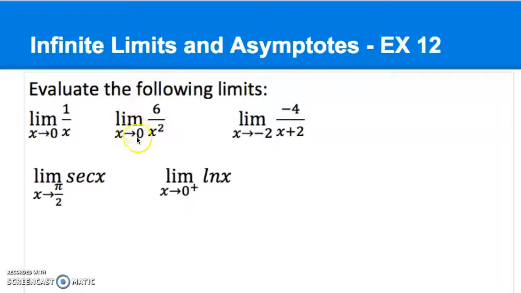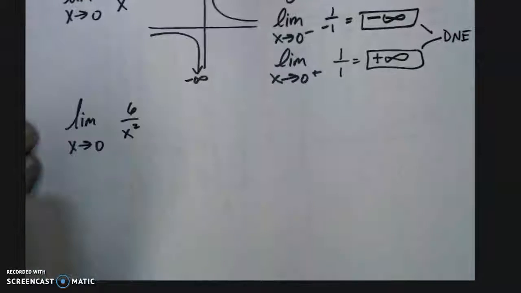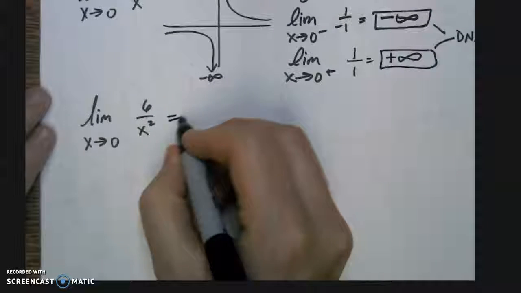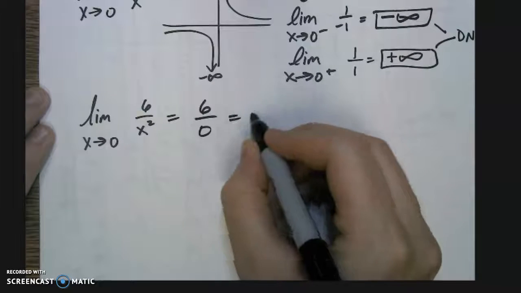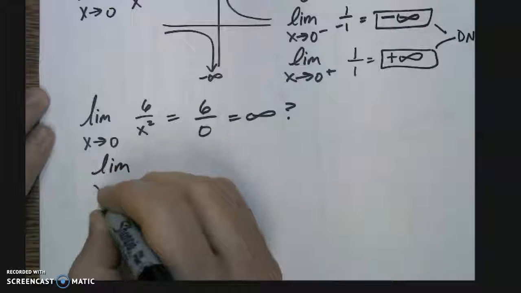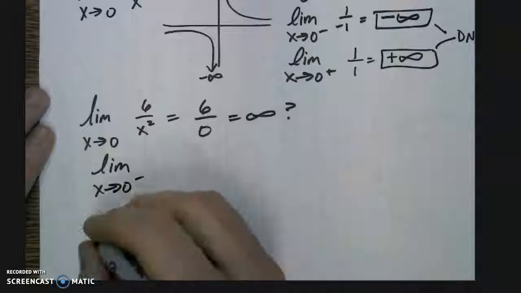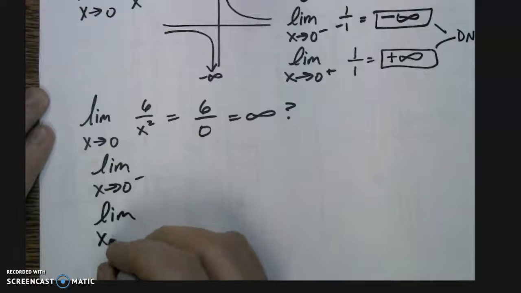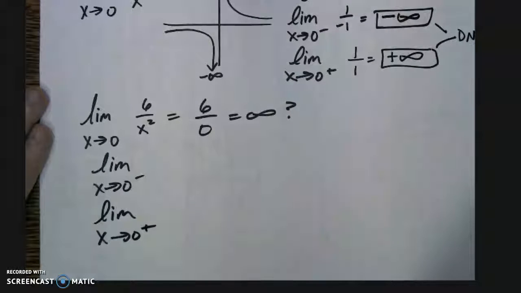Here we go again. If you plug in 0, you're going to have 0 in the bottom, so you know it's an infinity of some kind, but you want to figure out which one. So let's use that algebraic process I just showed you. If we plug in 0, we get 0. So we know it's going to be an infinity of some kind. So I plug in something to the left, plug in something to the right, and see what happens.